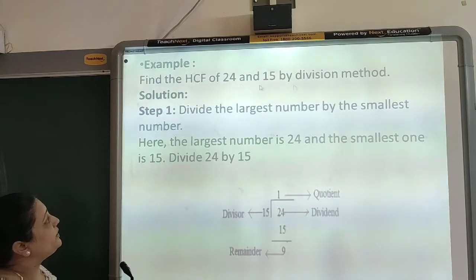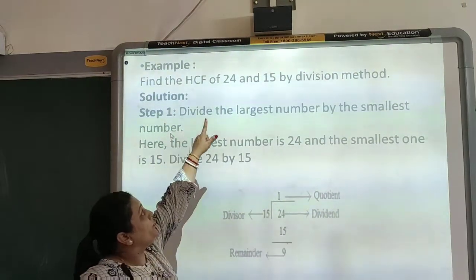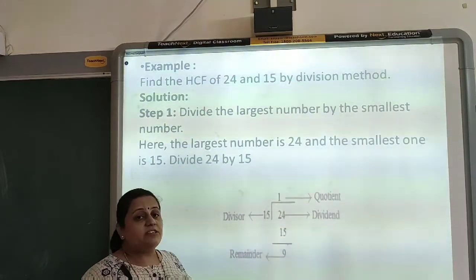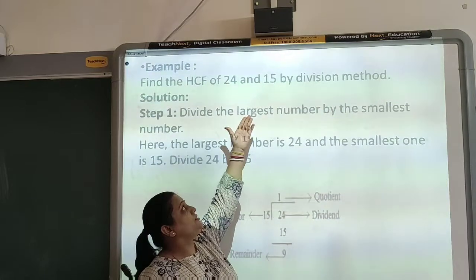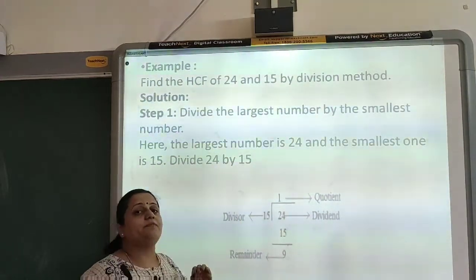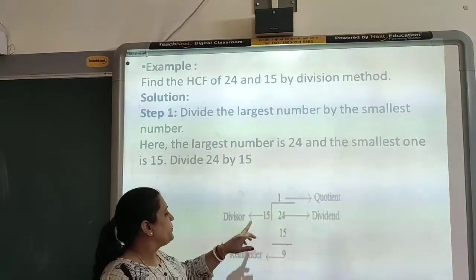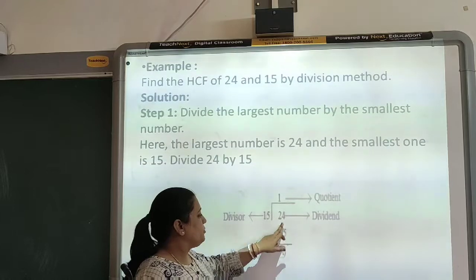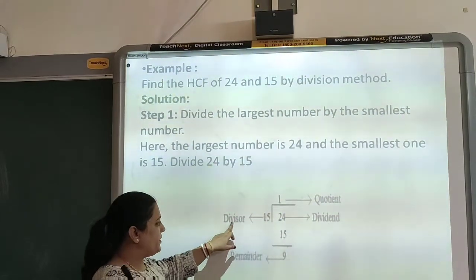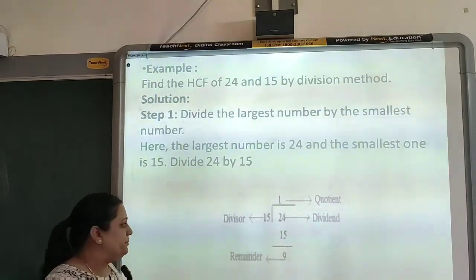So what is our step 1? Divide the largest number by the smallest number. So in 24 and 15, which is the largest? Largest means greatest, biggest. Which is the biggest number? 24, and which is the smallest number? 15. So divide the biggest number by the smallest number. So 24 divided by 15. 15 ones are 15. So 24 minus 15 is 9. So we got 9 as a remainder, 15 as a divisor, 1 as a quotient, and 24 is the dividend.